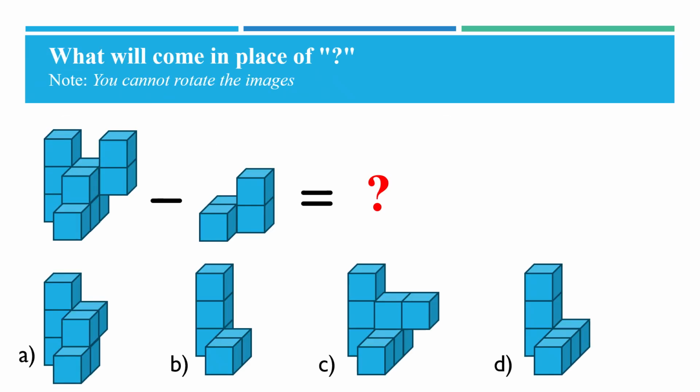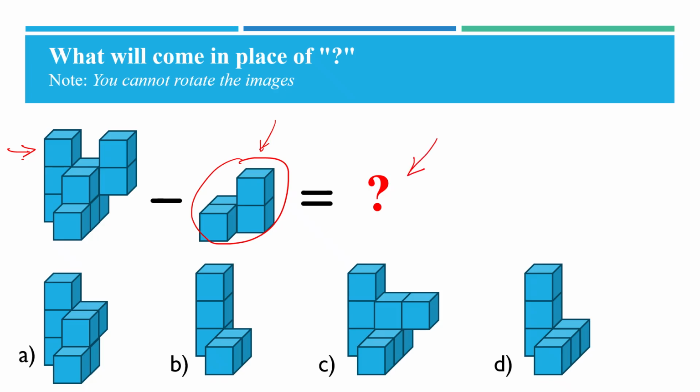The first question is, what will come in place of the question mark? There is a note: you cannot rotate the images. Great. So as you see, there is a block. From that, they have removed a portion of it. They are asking us to find the resulting image.